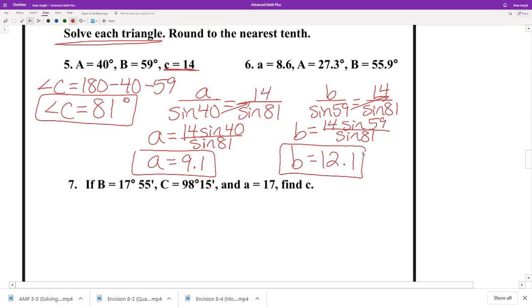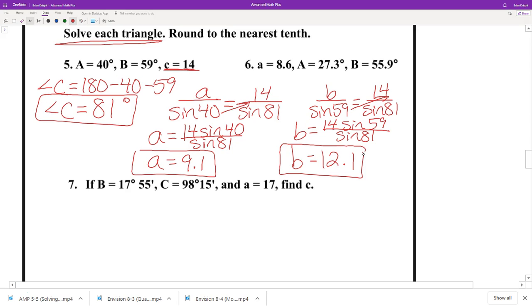Could I have used the Pythagorean theorem? Nope. Again, when can you use the Pythagorean theorem? When it's what kind of triangle? Right. When it's a right triangle. This is not a right triangle. So you can't even use it if you wanted to.